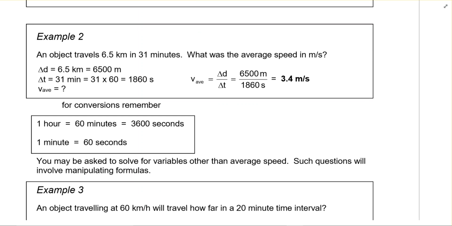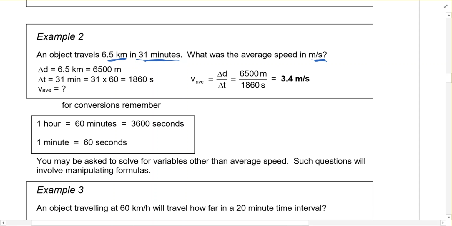Number 2: an object travels 6.5 kilometers in 31 minutes. So if I just did the same thing I did above, we'd have kilometers per minute. That's not a typical way we like to write it, right? So what we're going to do is change these things into meters per second, because that's usually what we like to do. It wouldn't be wrong to go kilometers an hour either. It's just different. What was the average speed in meters per second?